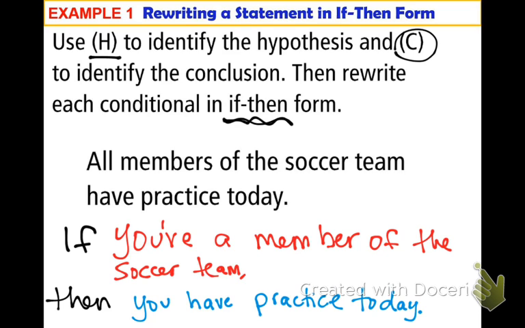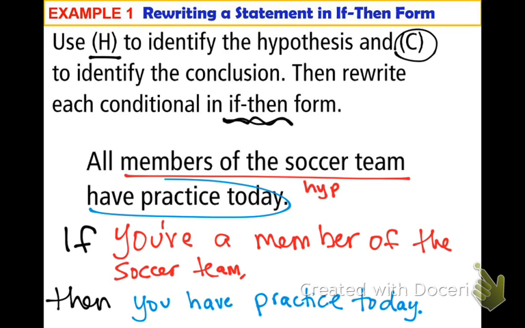So what we're going to underline is the hypothesis. So we got the hypothesis from the members of the soccer team. So you underline the hypothesis. And then what do we do with the conclusion? Circle it. This is what your homework will look like whenever you get there. It'll say underline and then circle.